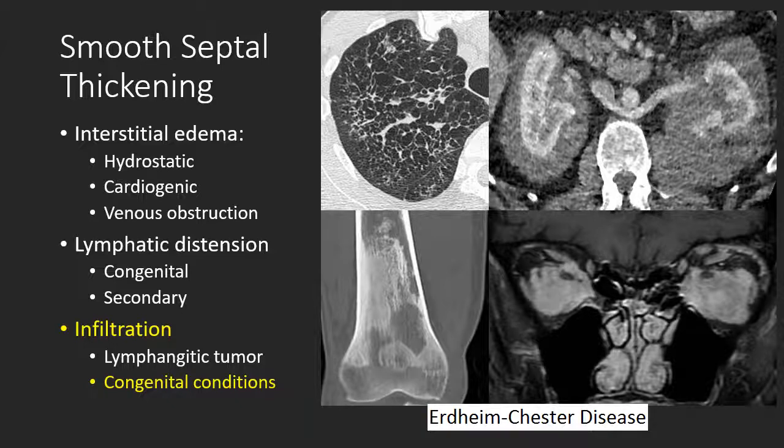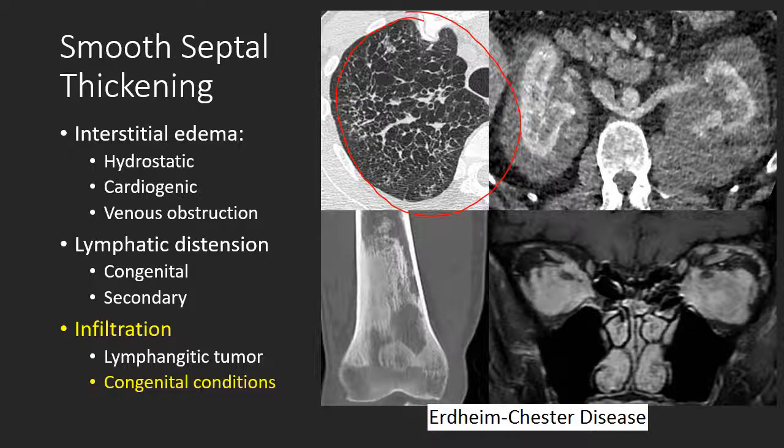Now there are some congenital conditions that can produce smooth septal thickening. One of the ones that is frequently mentioned but very uncommonly seen is something known as Erdheim-Chester disease. Erdheim-Chester disease is a histiocytic disorder, but it's a non-Langerhans cell histiocytic disorder. So it's a histiocytic accumulation within different parts of the body. The most common organs that are affected are the lungs.